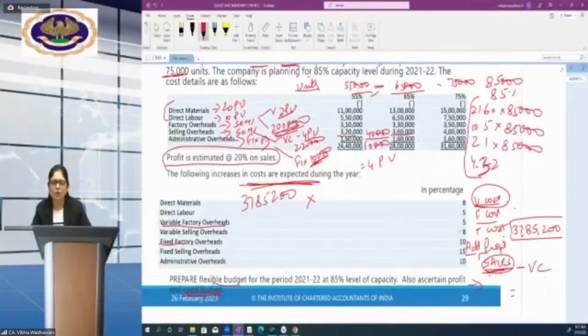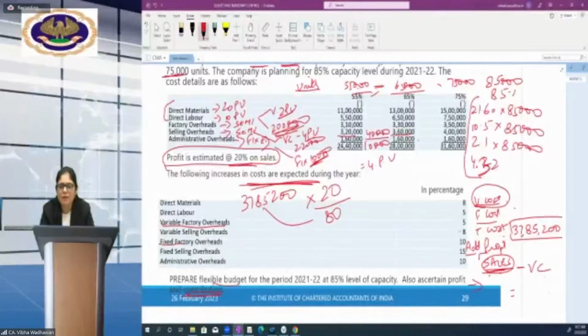To that I have to add the profit. 37,85,200, profit is 20% on sales. But I have to calculate on cost. Cost is, of course, less than the sales. So it can be done as 20 by 80. 20 by 80 means 1 and 4, 1/4, right? So if it's 1/5 on sales, it has to be 1/4 on cost. So it's 20 by 80 you can take here.